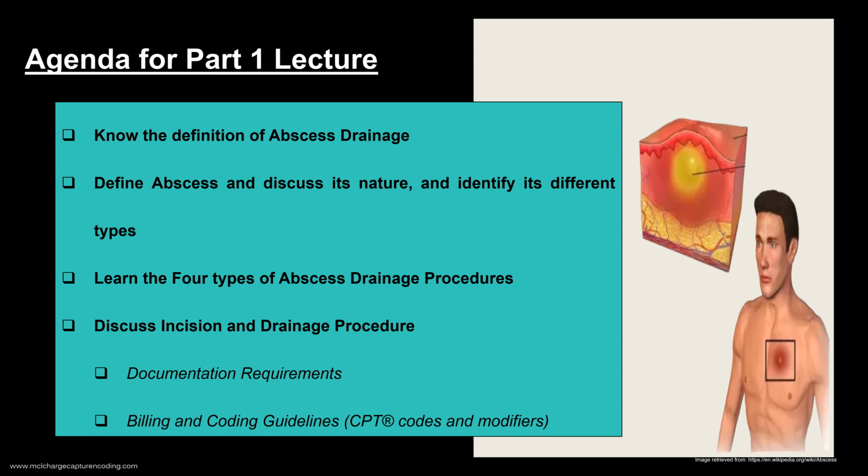Based on our agenda, now we know what abscess drainage is. We have also defined abscess. We discussed its nature and identified its different types. Then we learned of the 4 types of abscess drainage procedures. To be in compliance with CMS, CPT and ICD-10-CM, now let us talk about the documentation requirements and the current billing and coding guidelines when reporting an incision and drainage procedure code.